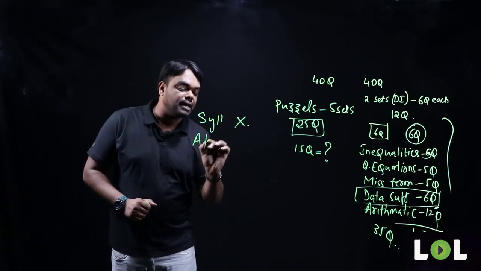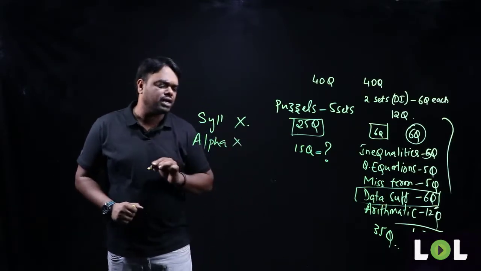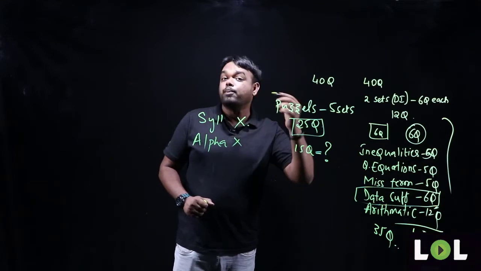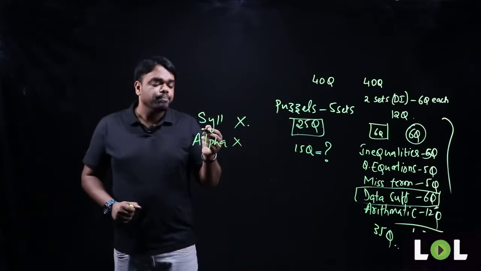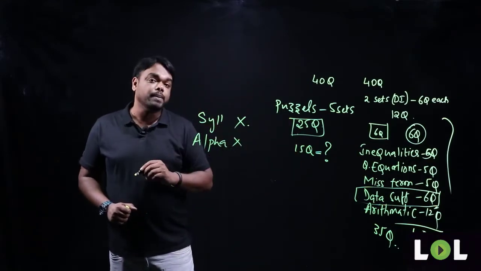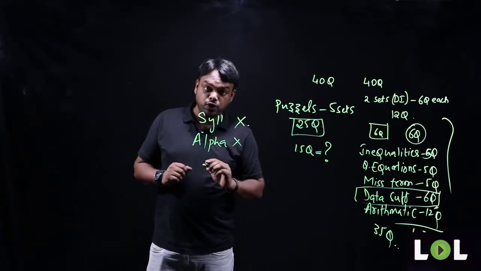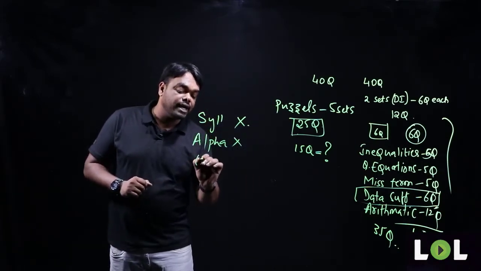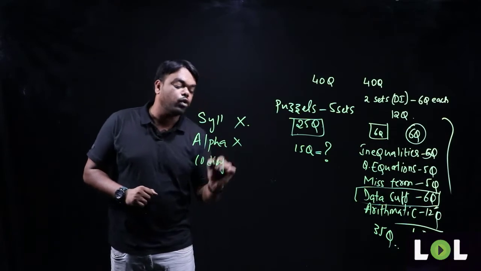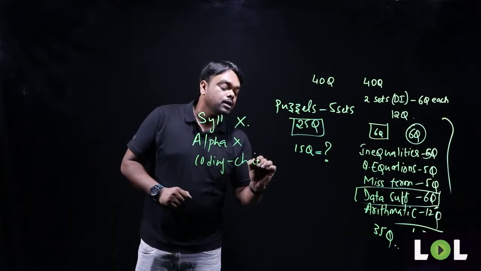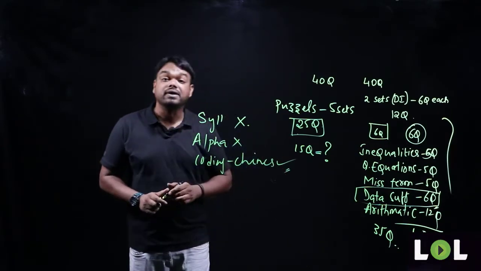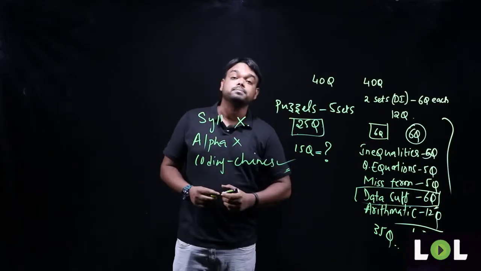And apart from that, alphanumeric series was also not given. Well, this is not of that much importance, but usually every paper used to have 1 or 2 alphanumeric series, people, but this time literally 0. Another thing is coding and decoding, guys. There was no direct coding and decoding, but there was Chinese coding and decoding. This was given this time in the reasoning paper.